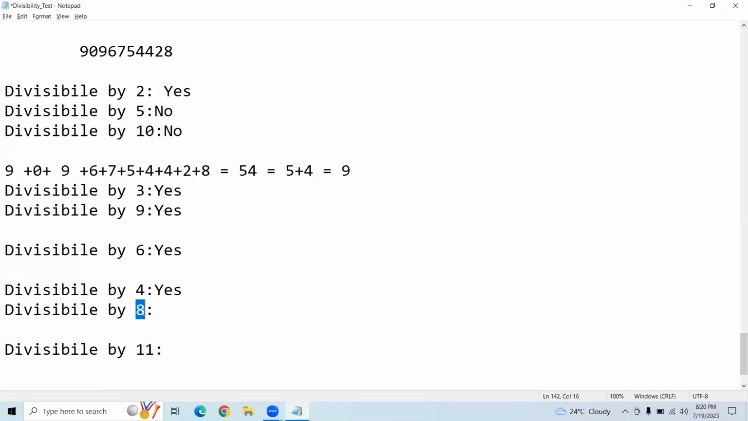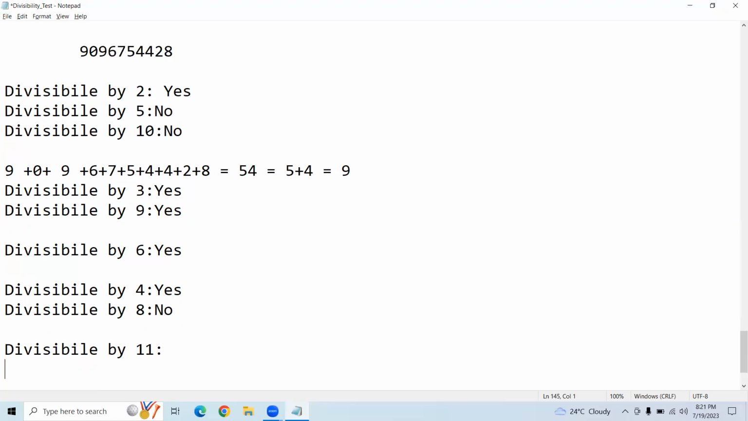Divisible by 8? Take 428. 8 fives are 40. 2 is remaining, 28. 8 threes are 24. You will get the remainder as 4. So this number is not divisible by 8 because 428 is not divisible by 8. So that's why this complete number is also not divisible by 8.